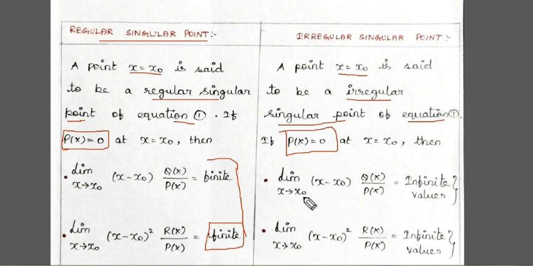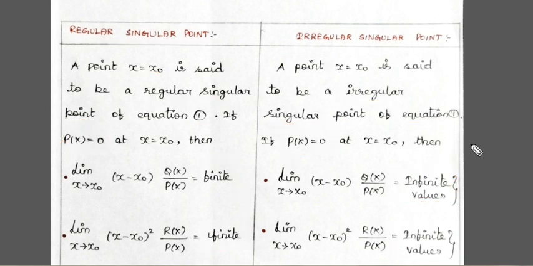Limit as x tends to x naught of (x minus x naught) q of x by p of x equal to, the answer comes in infinite values. The next one is limit as x tends to x naught of (x minus x naught) whole square r of x by p of x equal to, this also the answer becomes infinite value. Then that point x equal to x naught is called an irregular singular point.